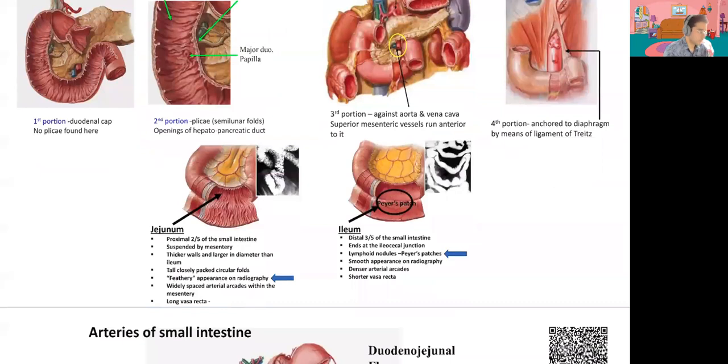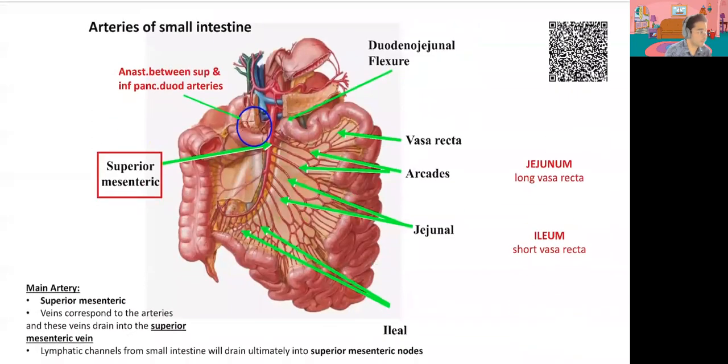Okay, jejunum, if they say feathery, go with jejunum, okay? If they say Peyer's patches, go with ileum. That's as simple as that gets. They might give you these images just in case, just to keep it kind of rock solid, but feathery, jejunum, any sort of like Peyer's patches, go with ileum.